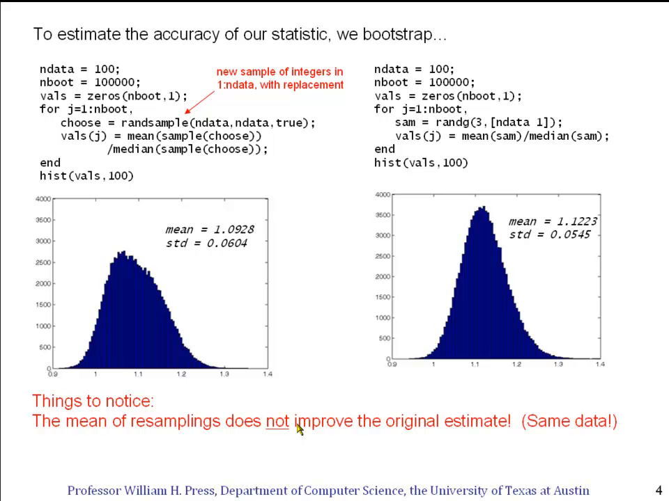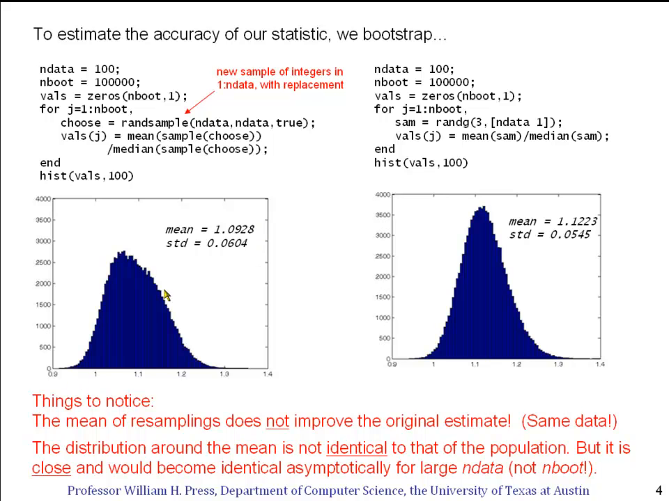So here are some things to notice. First of all, on this side, where you have just your one data set and you're resampling from it, you can resample as often as you want, and you'll never improve the accuracy of this value, your desired statistic. You have only one data set, and there's only going to be one answer that comes out of that.